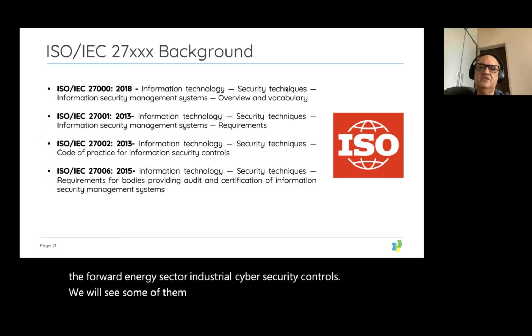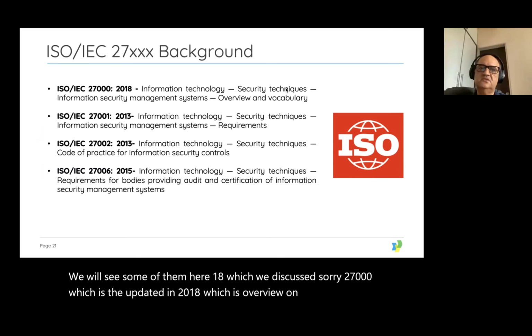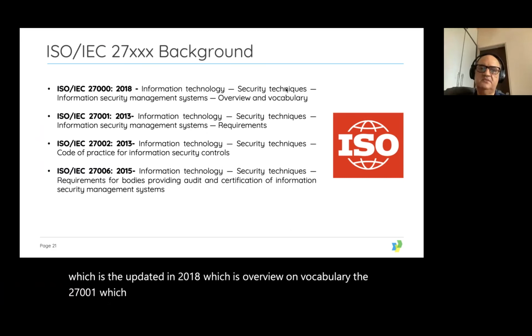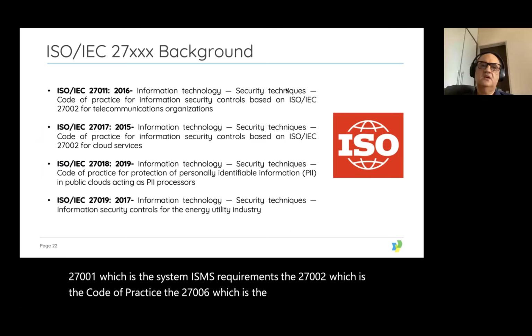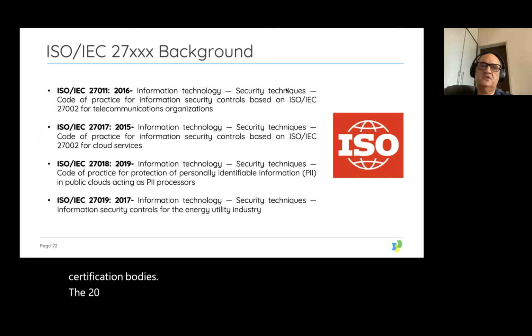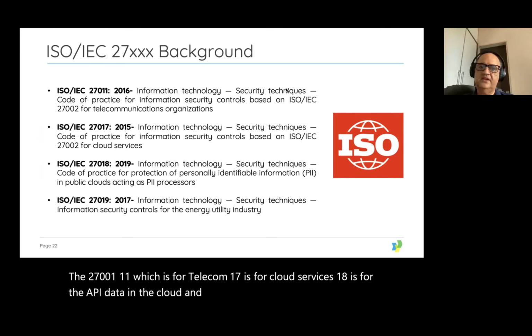27000, which was updated in 2018, is the overview and vocabulary. 27001 is the ISMS requirements. 27002 is the code of practice. 27006 is for certification bodies. 27011 is for telecom. 27017 is for cloud services. 27018 is for PII data in the cloud. And of course, 27019 is for the energy industry.